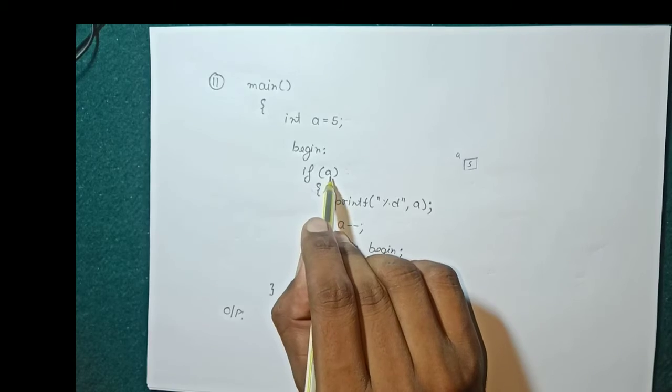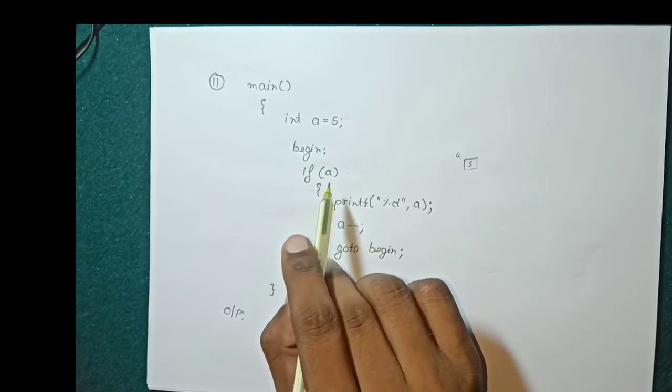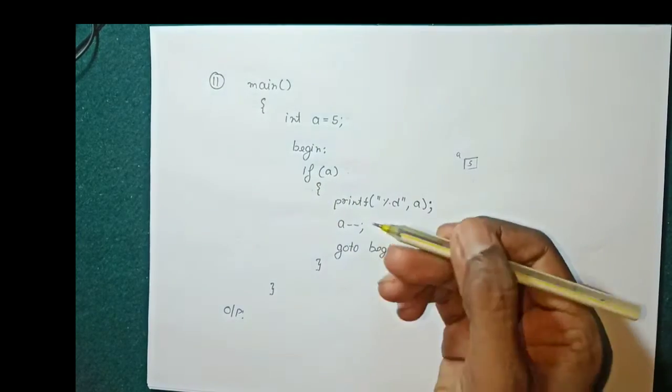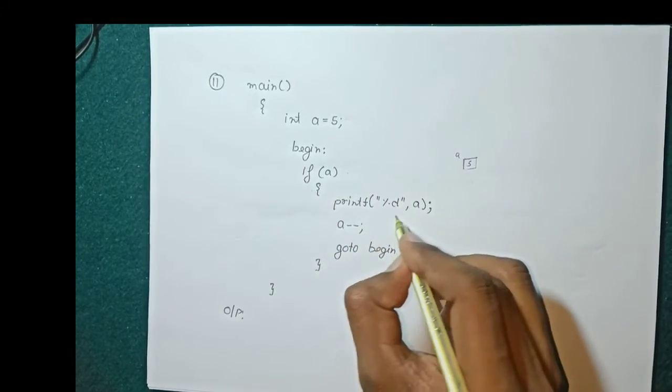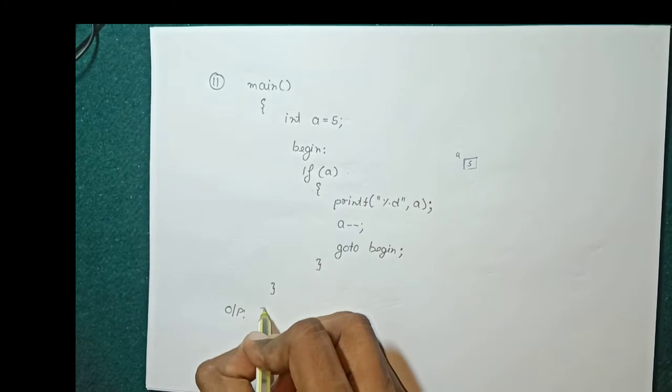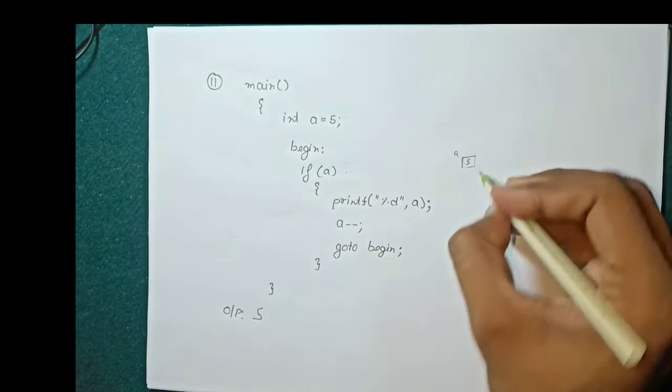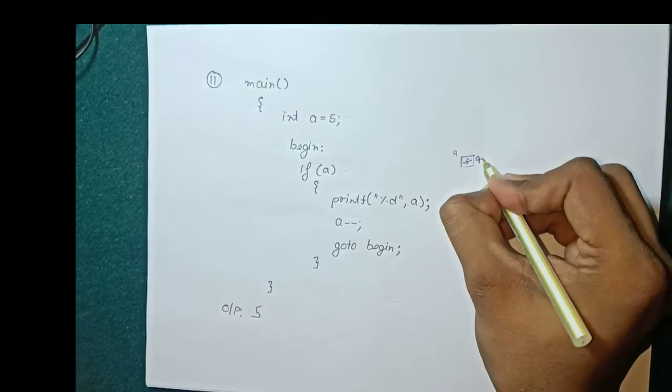Then in the if, as we know that all values except 0 are treated as true, the condition here is 5, which is true. Then the printf function is executed and the value 5 gets printed. After that the value of a decreases from 5 to 4.